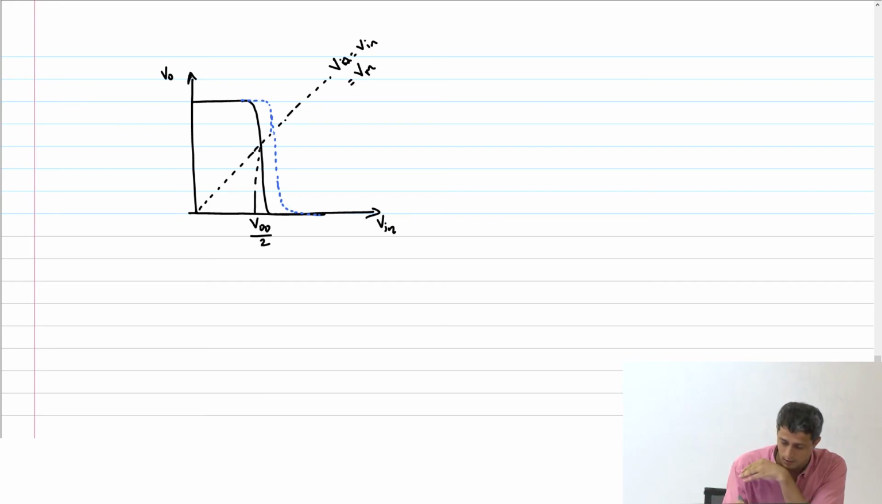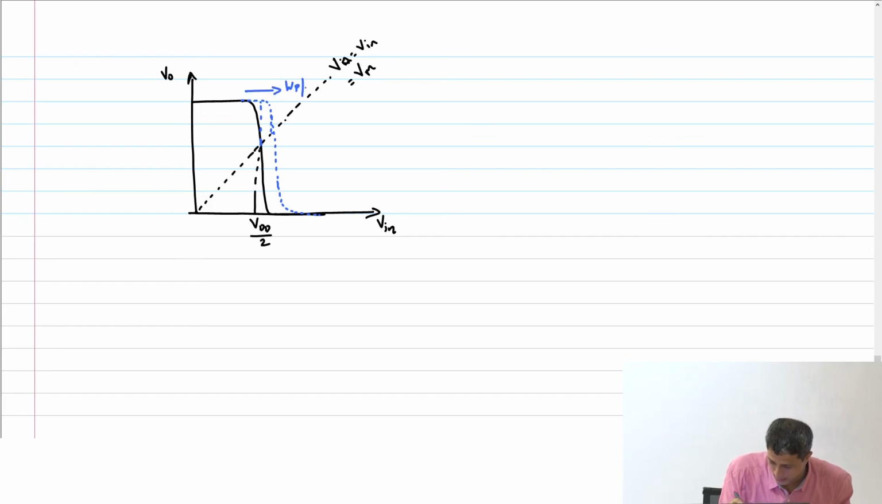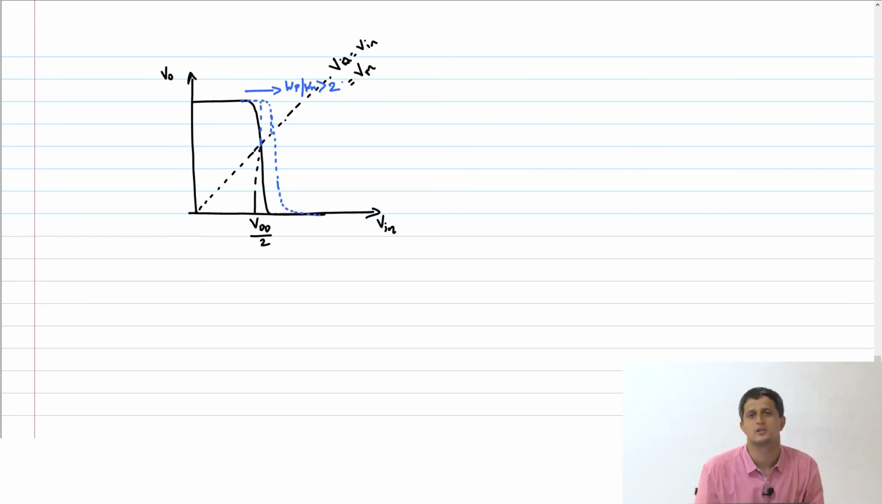If you look at it, for the same input, the output is closer to VDD for the case when Wp is higher than Wn. Okay, so this is Wp by Wn greater than 2. So if the PMOS transistor becomes stronger, then the curve shifts to the right. Similarly, if the NMOS transistor becomes stronger, you can apply the same argument.